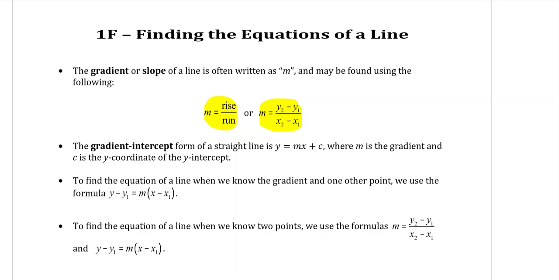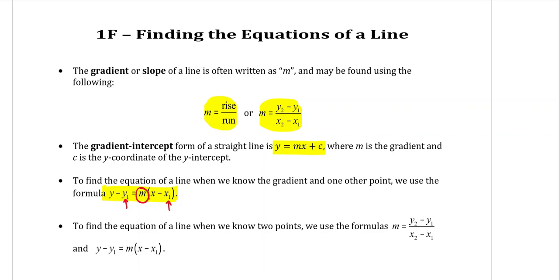The gradient intercept form of a straight line, we've talked about this in previous times, that y is equal to mx plus c, where m is the gradient and c is the coordinate of the y-intercept. So that's why finding the gradient is so helpful. If you have the gradient and we have one other point, we can find the equation of a line using this formula here. I like to call this the point gradient formula, because you have a gradient and then these two values here will be the point that you have been given or can find from a graph.